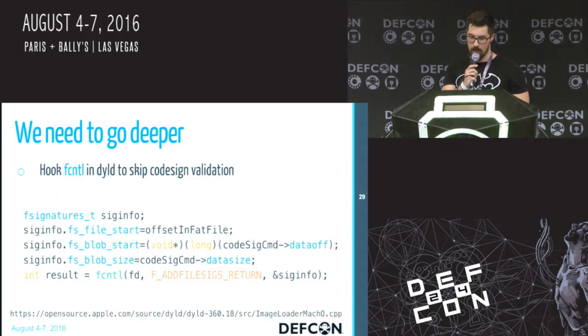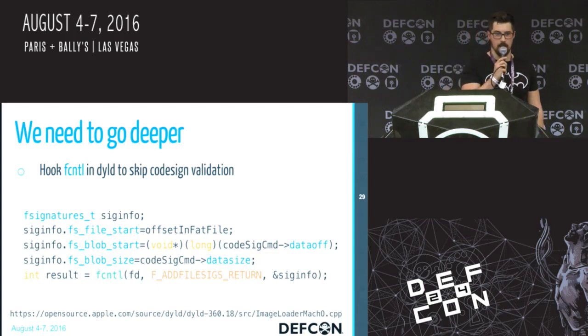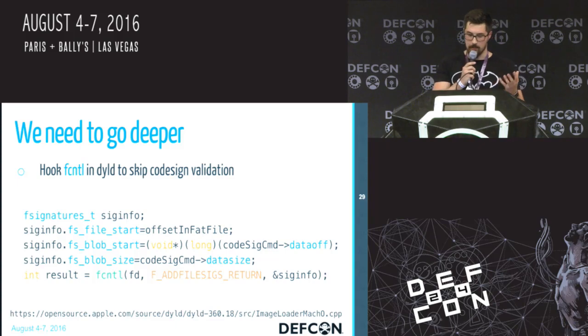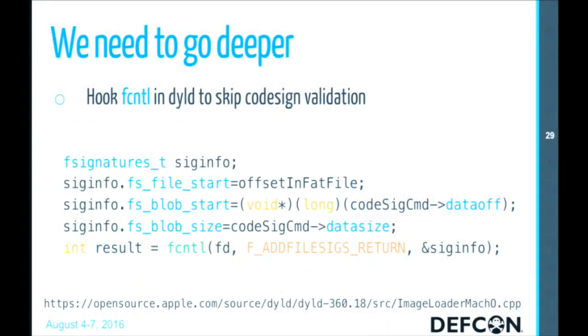But I wanted to go deeper. So I started playing with the dynamic linker. As you remember, the dynamic linker is a part of a process, and it's responsible for mapping segments in memory, loading the code signature blob from disk, and even forcing the kernel to do the actual codesign check.